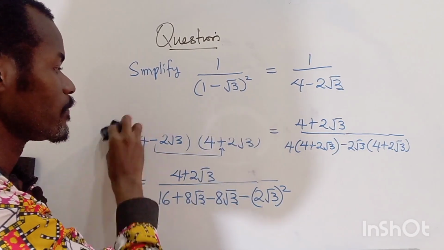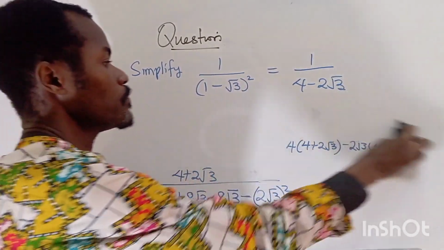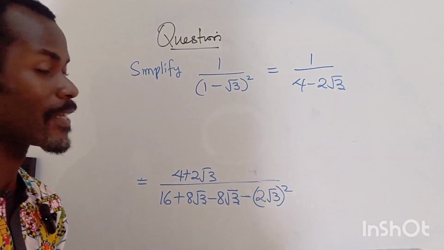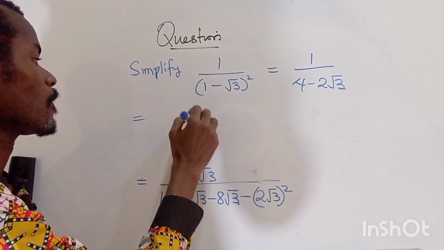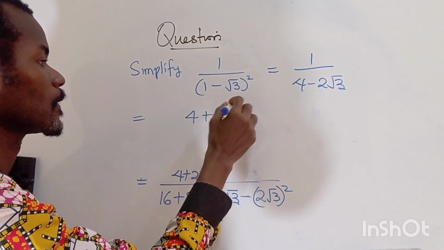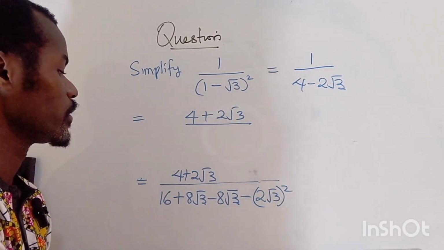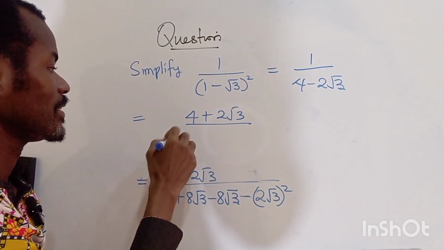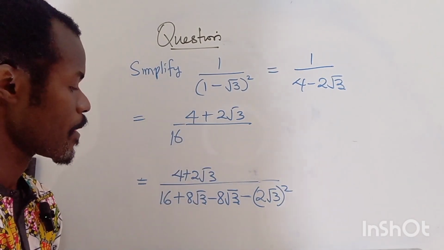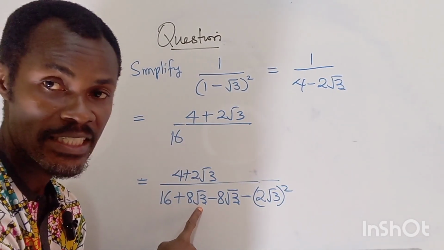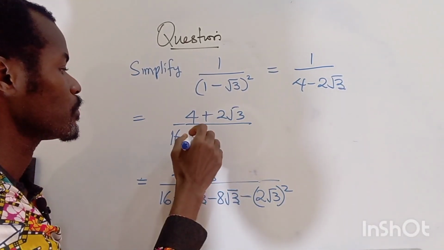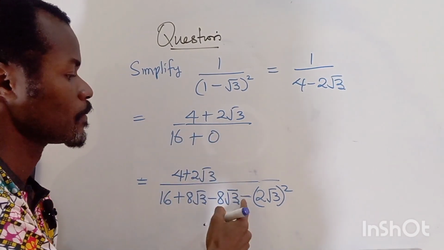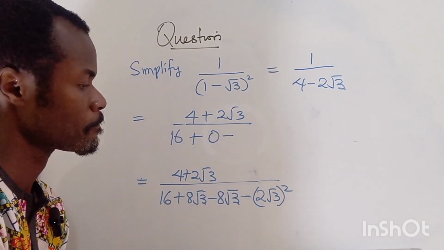So now having simplified it to this point, we can further solve. So this is going to be 4 plus 2 root 3 at the numerator. We have this as 16. Now, plus 8 root 3 minus 8 root 3 is going to give us 0. So we have plus 0. So we have minus.